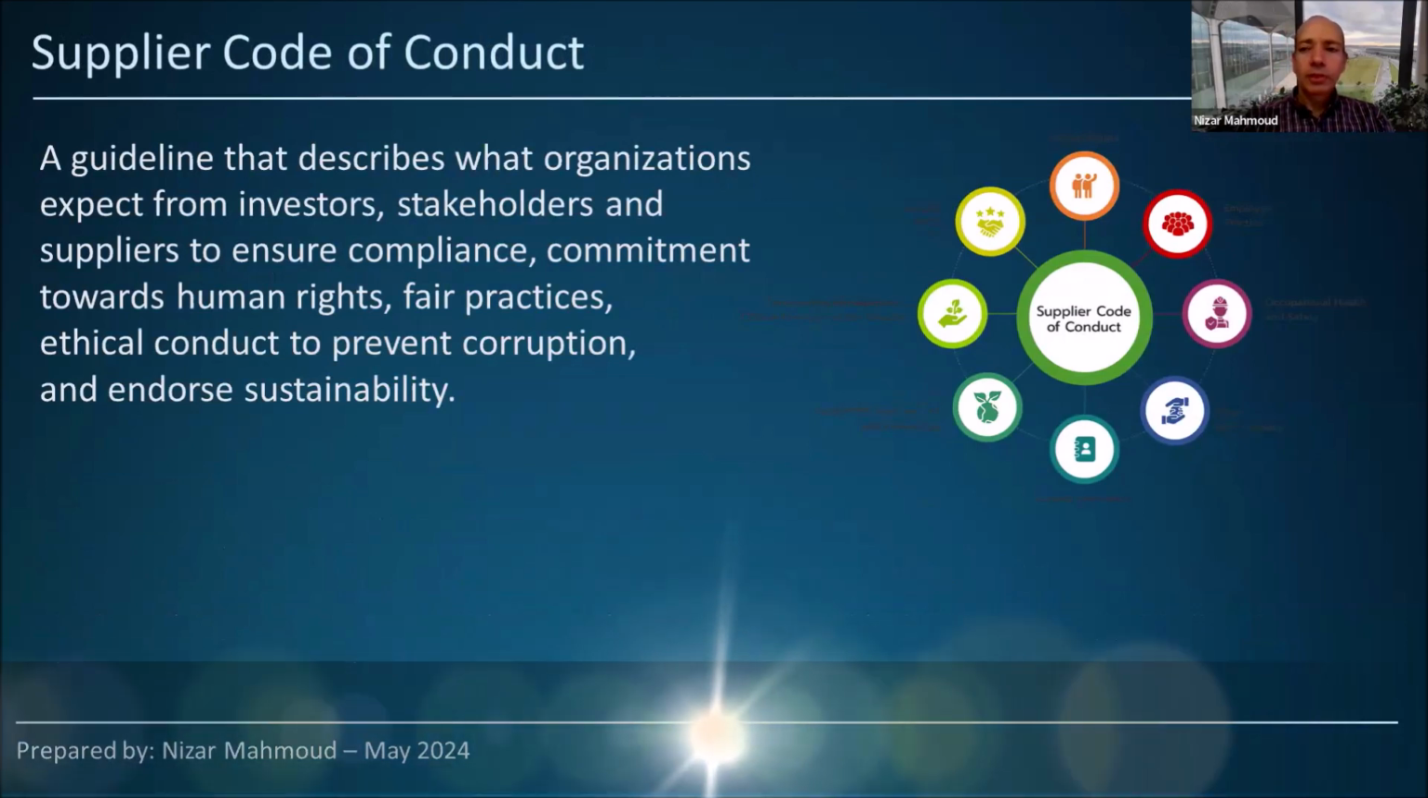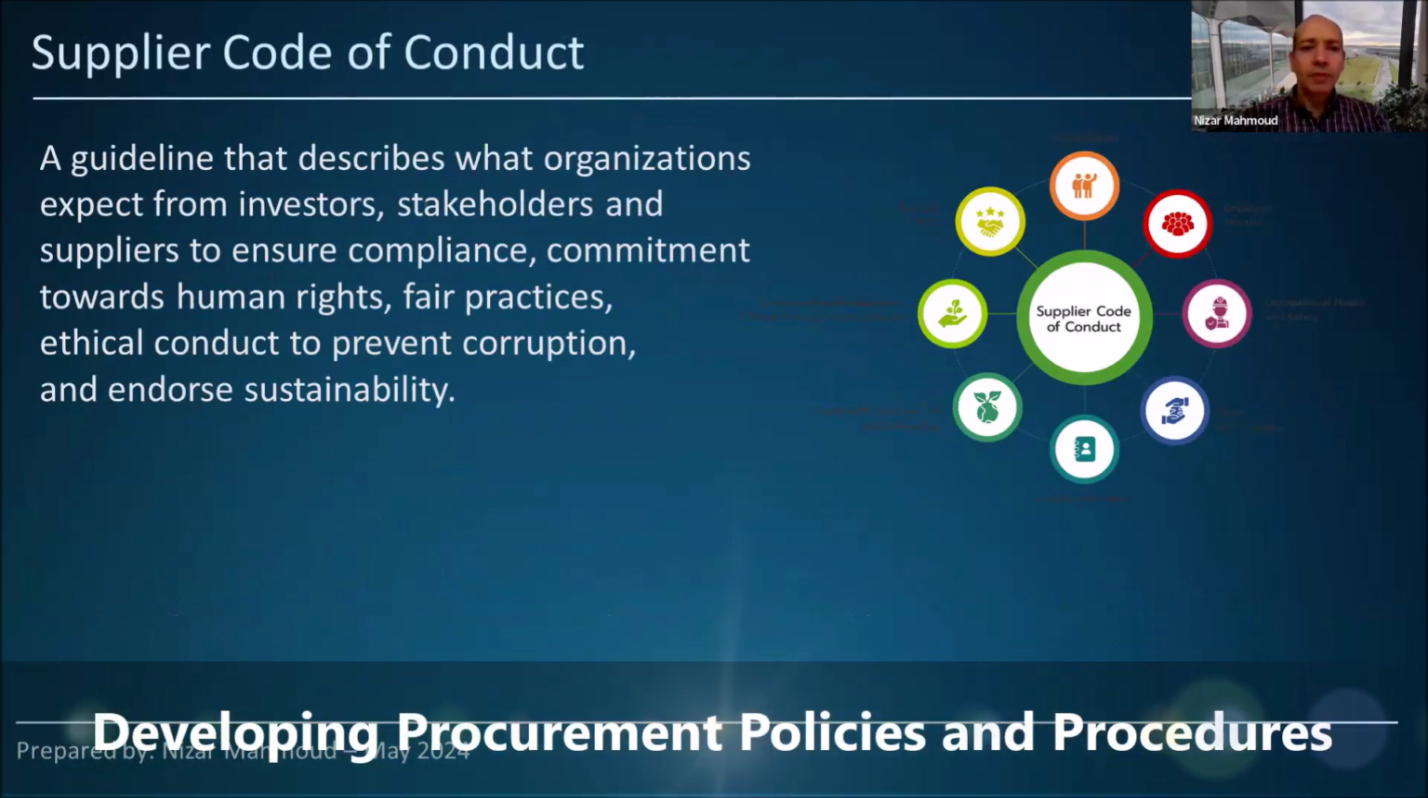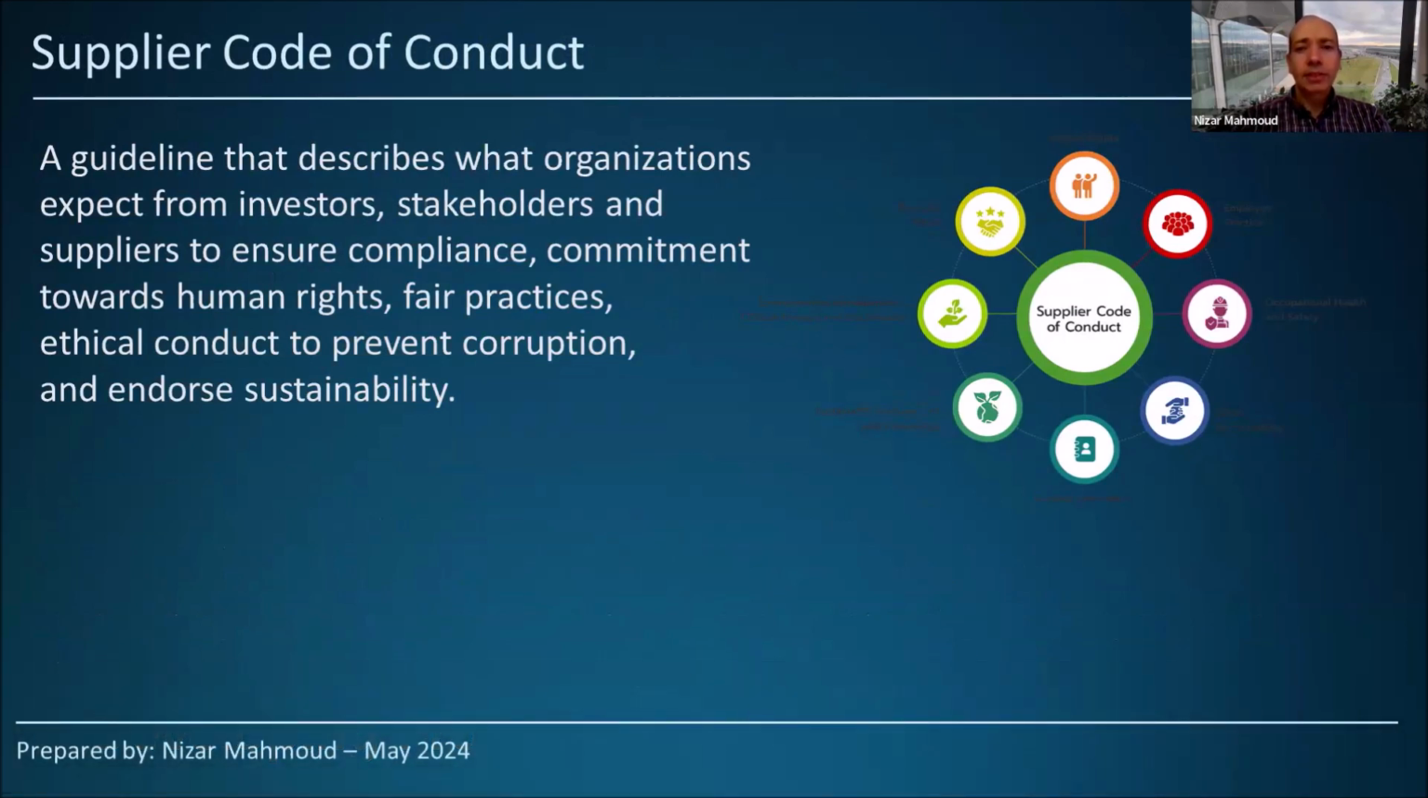So considering sustainability not only in the company, but also for our suppliers, every company should have a supplier code of conduct. This is a document that should be signed by the supplier, or have their consent, as a guideline describing what we expect from the investors, stakeholders, and suppliers as a commitment towards human rights and fair practice, ethics, and preventing corruption and endorsing sustainability.